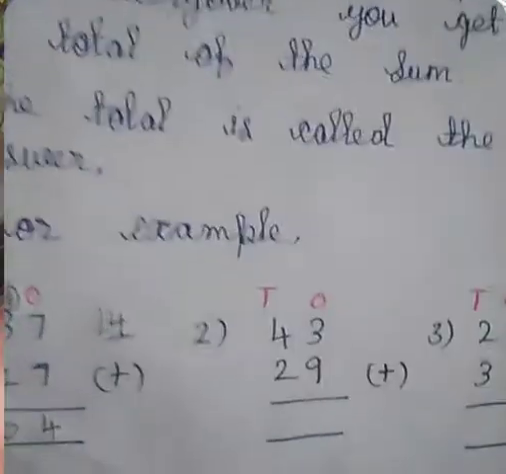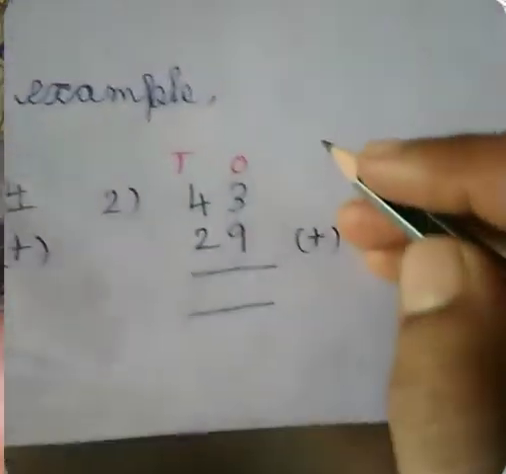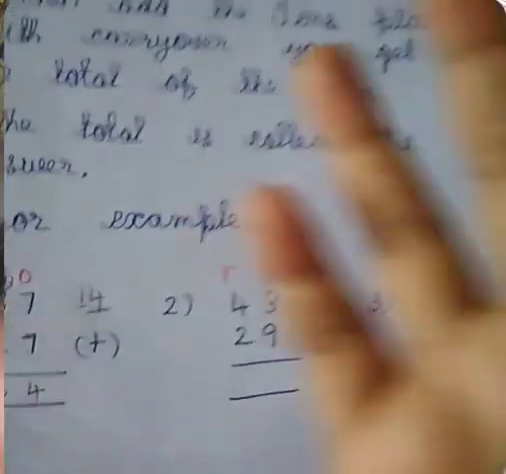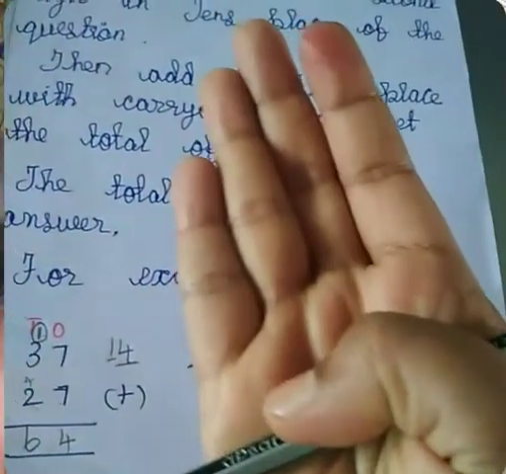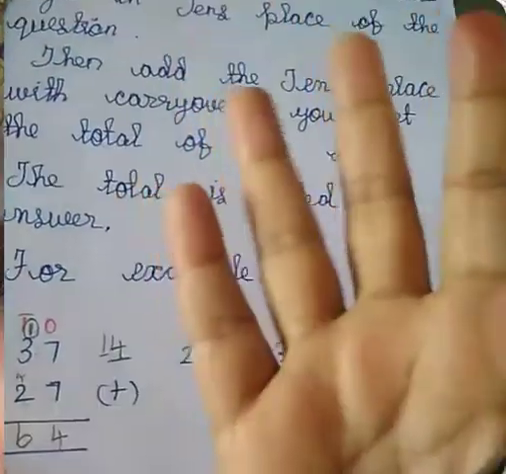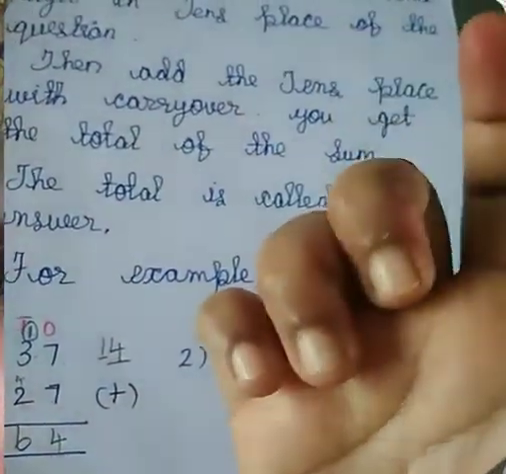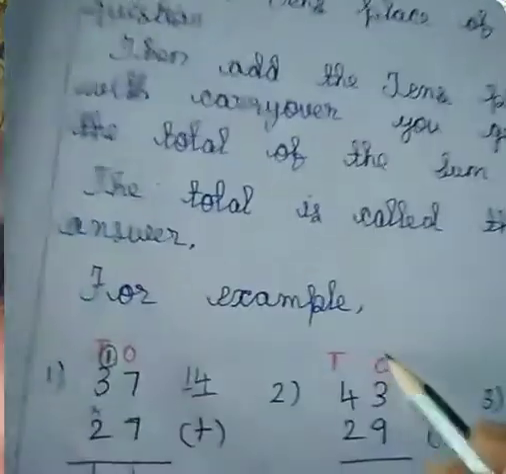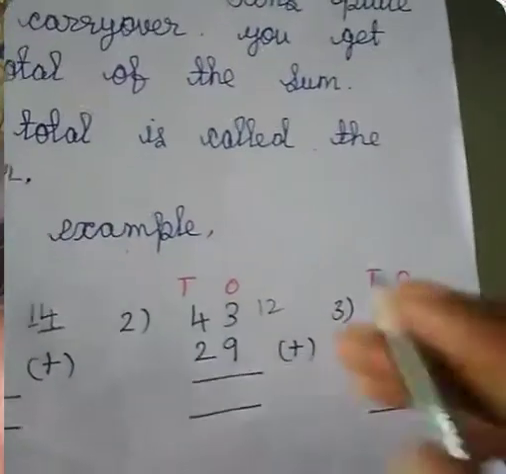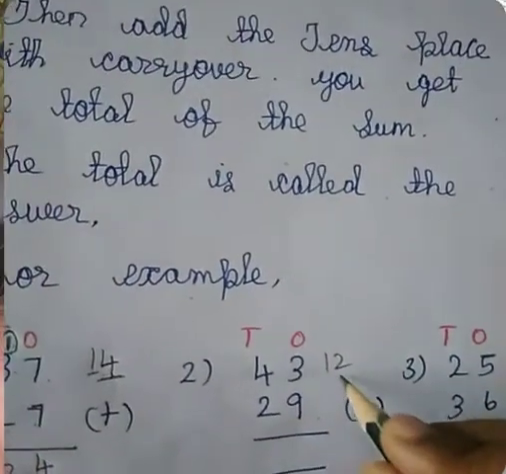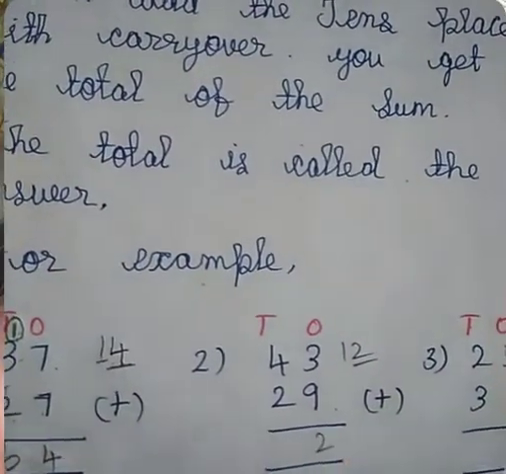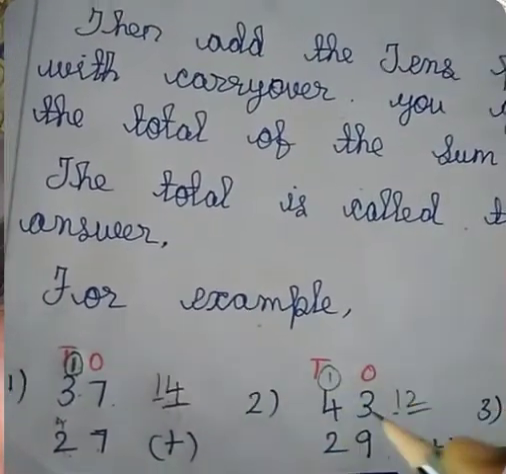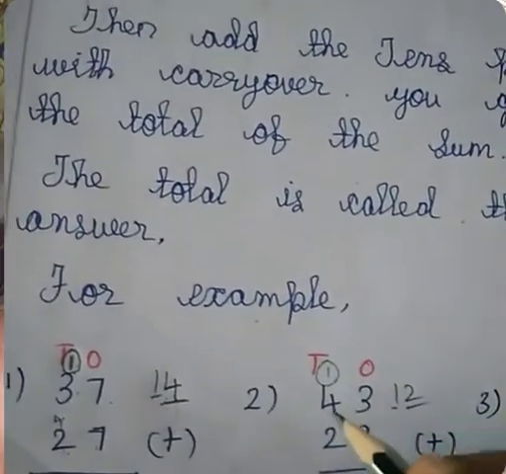Next we are going to do another sum. First keep 3 in your mind and 9 in your finger. 3 after what? 4, 5, 6, 7, 8, 9, 10, 11, 12. What is the answer? 12. If the answer is 2 digit, first put the ones place in the ones place answer and carry over the other number in the upside of the tens place, and add these two numbers.